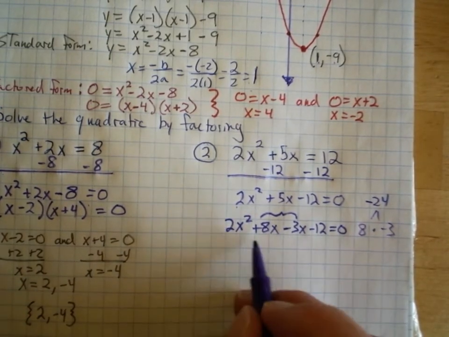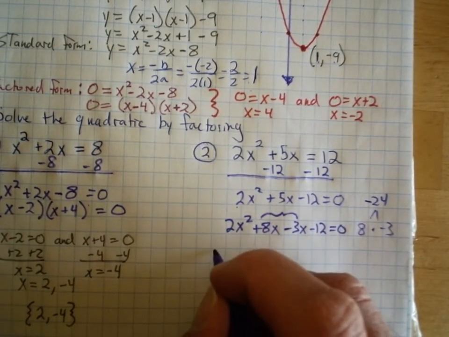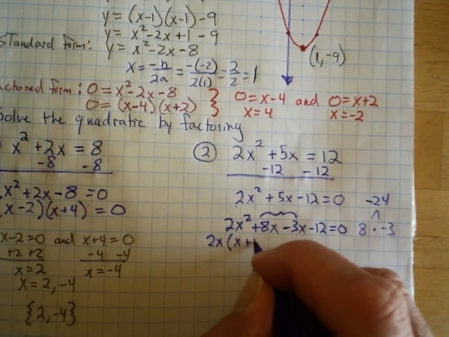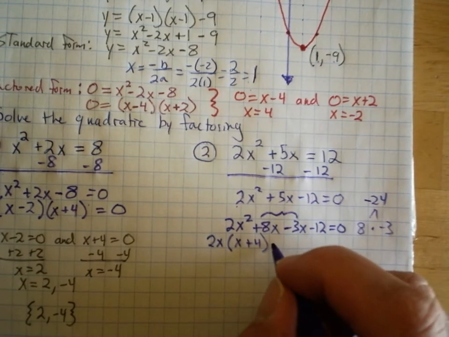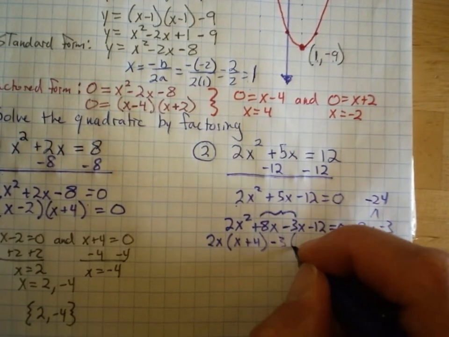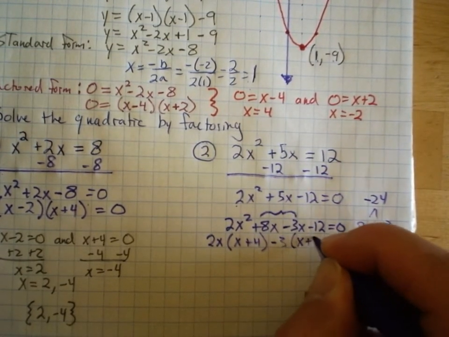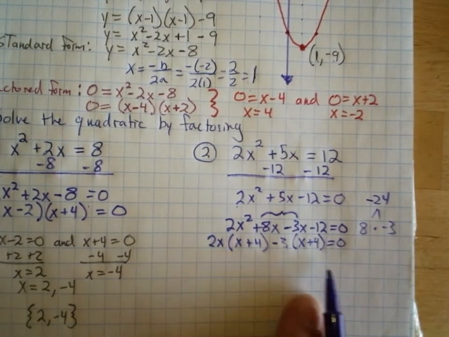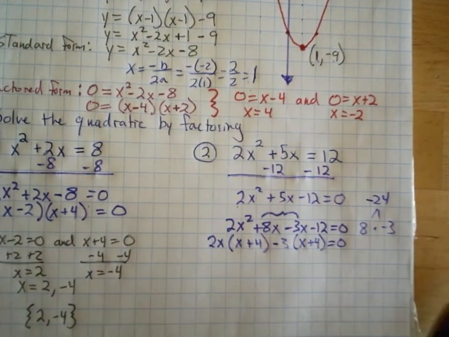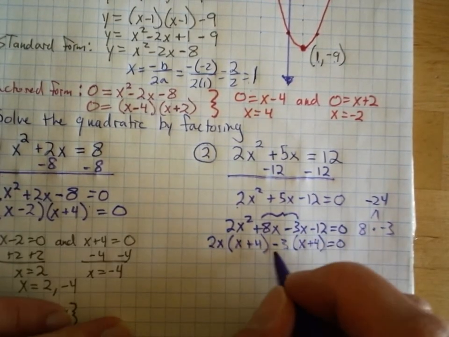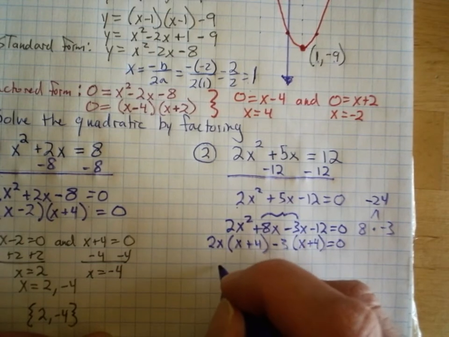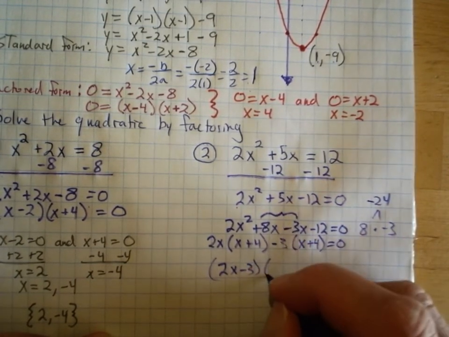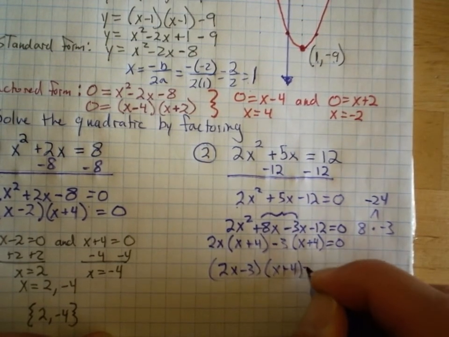And then you factor this side. You can take out a 2x. That'd be x plus 4. Factor out a negative 3. You would get x plus 4. And now look, these are the same, so we can factor that out. And my purple marker is going on me. So this would then become 2x minus 3 times x plus 4 equals 0.